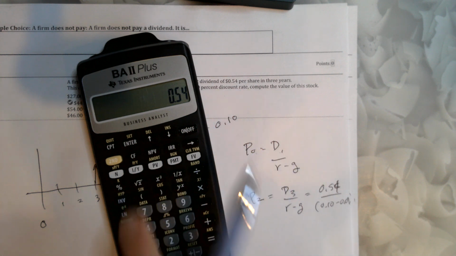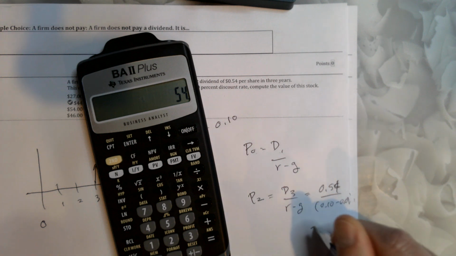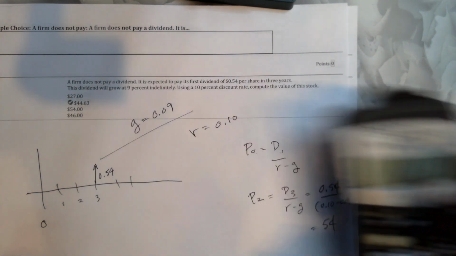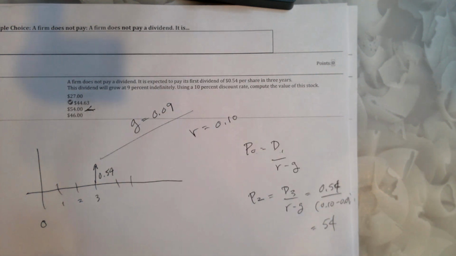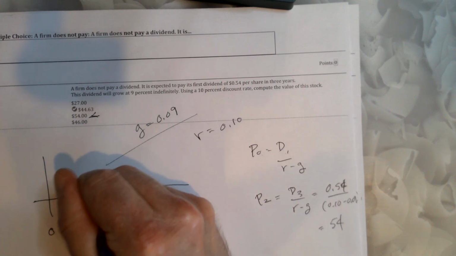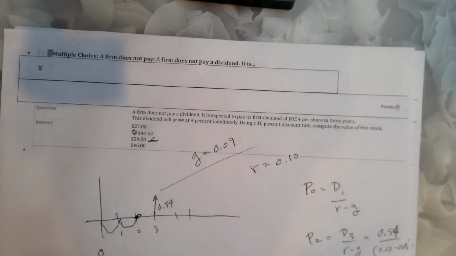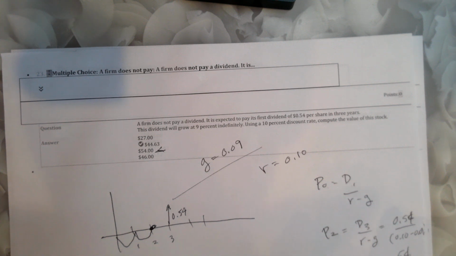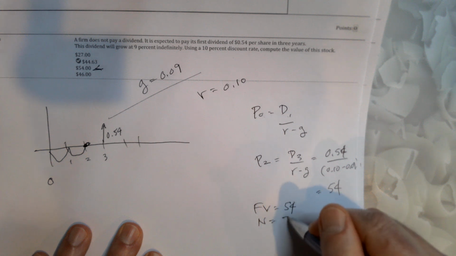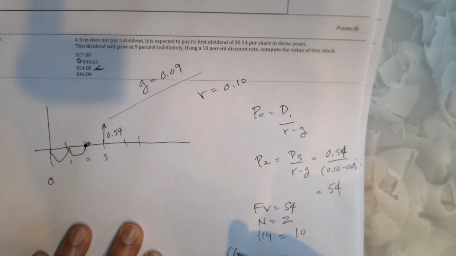0.54 divided by open parentheses 0.1 minus 0.09 close parentheses equals. So the price at time 2 is $54 a share. Now you have to be careful because that's one of the answers, but you're not done yet. And here's why. That value of P2 is there at time 2. We're going to have to take that back 2 years in history. How do we do that? Well, we call that time 2 number our future value. And then we're going to take it back in time 2 years. I per y is equal to 10. And we're going to compute PV.